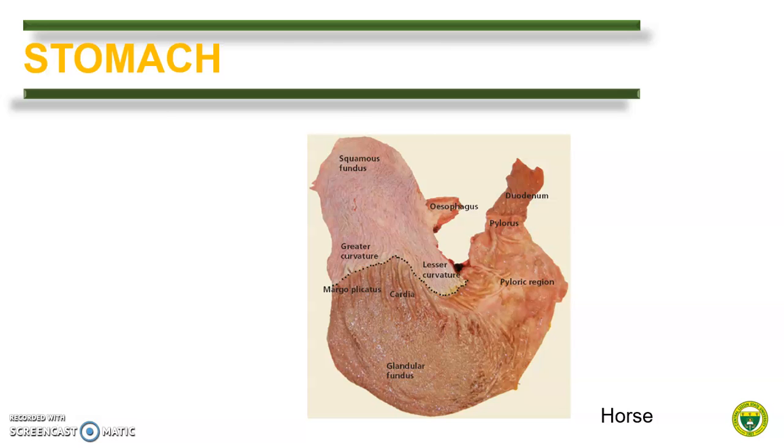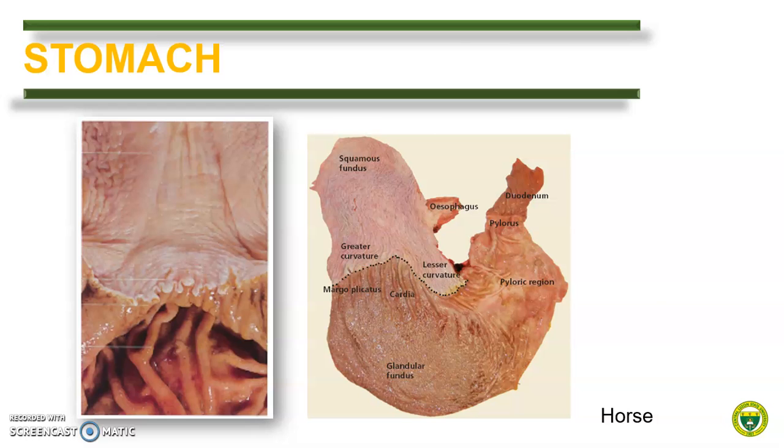The stomach of the horse is small relative to its size. The fundus is extended to form the saccus cecus. The glandular and non-glandular parts of the stomach are well demarcated by the margo plicatus. Here is an enlarged image to show the demarcation between the glandular and the non-glandular stomach.